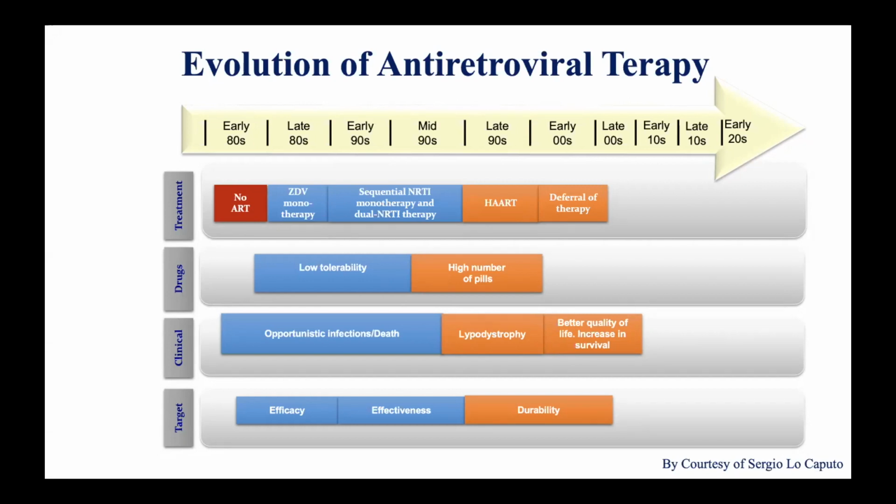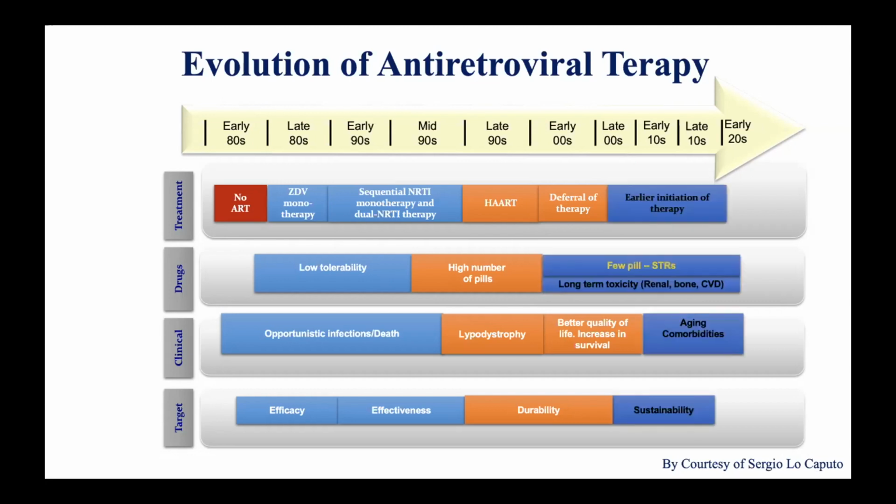And in the early 2000s, we were starting also to work on deferral of therapy. But in the late 2000s, with the START trial, we saw how important it is to treat the patients as early as possible. So we started the early initiation of therapy, and we started to have fewer pills, particularly the single tablet regimens. And now the clinical target issue, particularly, is aging and comorbidity. And the target, of course, is sustainability.